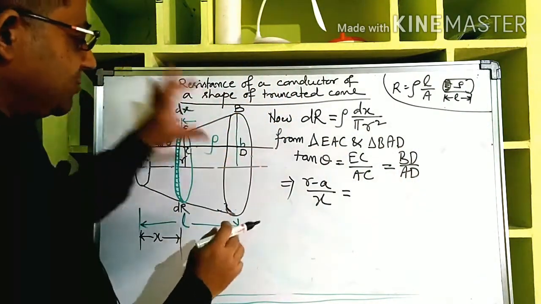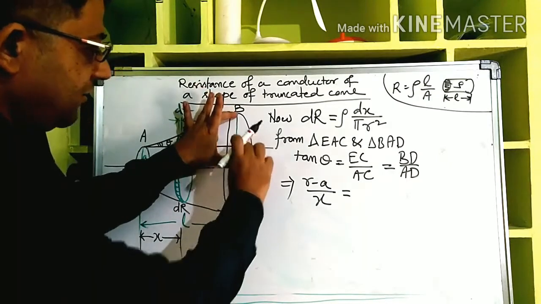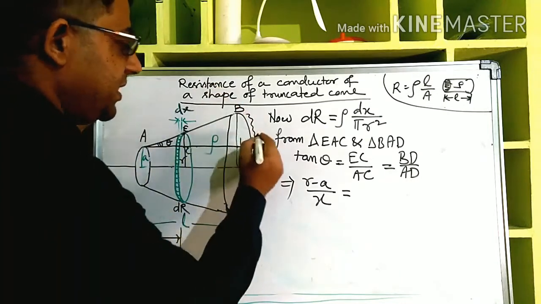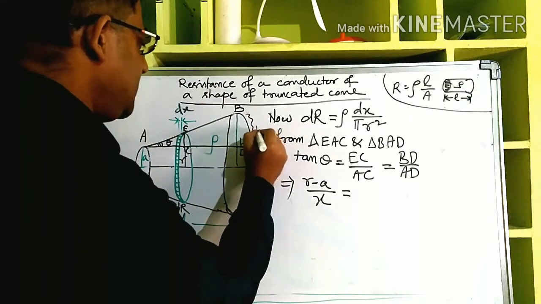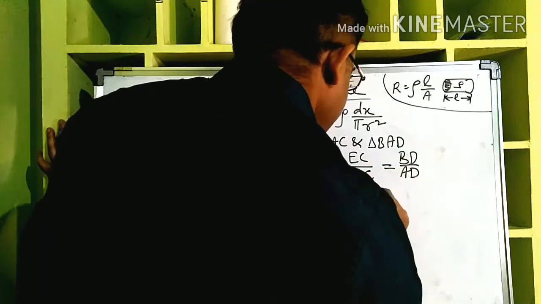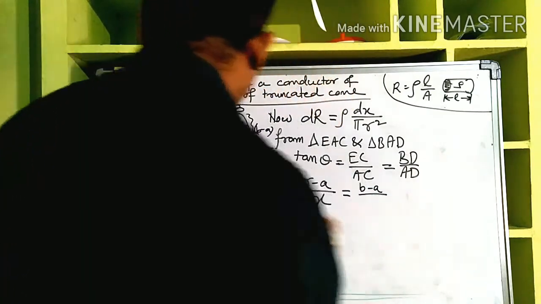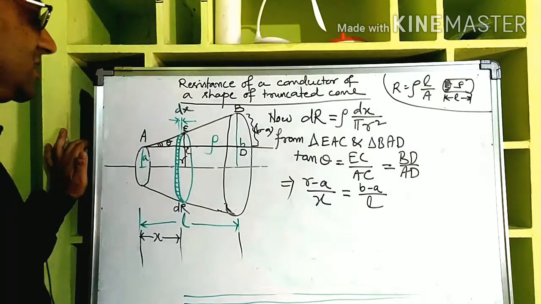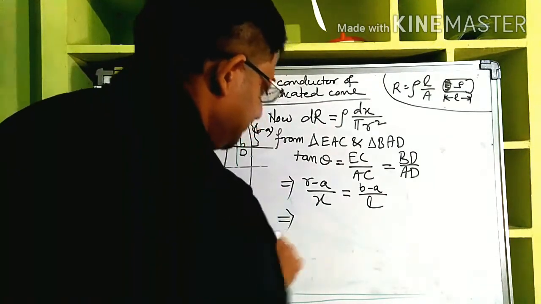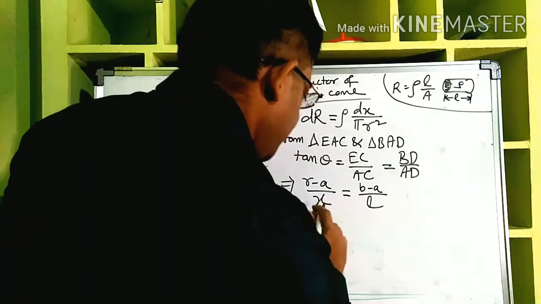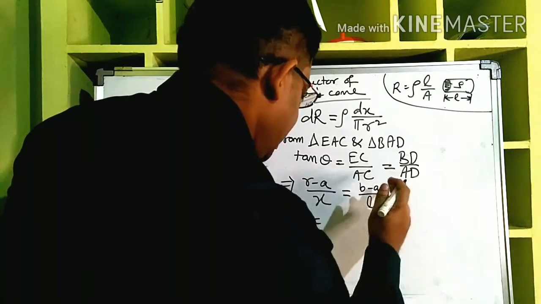See here, what is BD? From small b, if a is subtracted, how much remains is BD, right? So BD is b minus a. Here I am writing for BD, b minus a by AD, which is nothing but L only. I can write L. Is it clear to everybody? It implies that from here we will find r. r is equal to, this goes to this side and a will come with a plus.